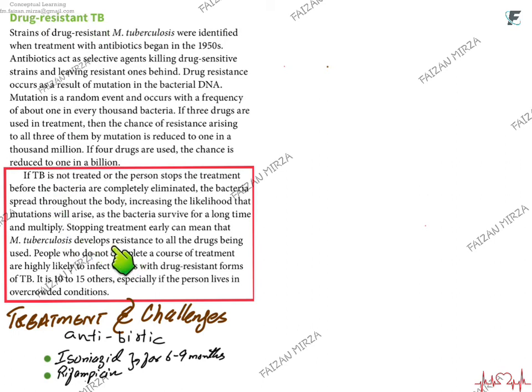So people in whom tuberculosis develops resistance to all the drugs used, this is because people do not complete the course of the treatment, and such people are likely to infect others with drug-resistant forms of TB. And if this is occurring, then there will be more cases of people suffering from drug-resistant TB in which isoniazid and rifampicin cannot be used.